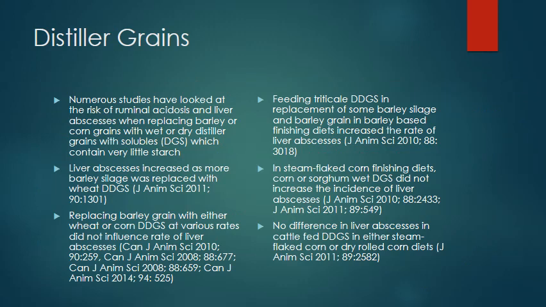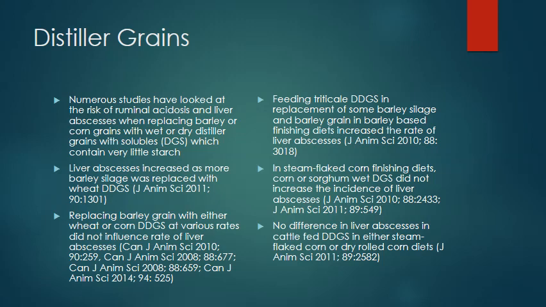There has been a lot of work looking at distillers grains and replacing our dry grains with distillers grains. In theory, we should have less ruminal acidosis or liver abscesses feeding distillers grains because they do not contain starch. In one study, they actually saw increased liver abscesses when barley silage was replaced with wheat dry distillers grains with solubles. However, multiple studies after that found that replacing barley grain with either wheat or corn dry distillers grains with solubles at various rates did not influence the rate of liver abscesses. In some work looking at feeding triticale dry distillers grains with solubles instead of barley silage and barley grain in a barley-based diet, it did increase the rate of liver abscesses.